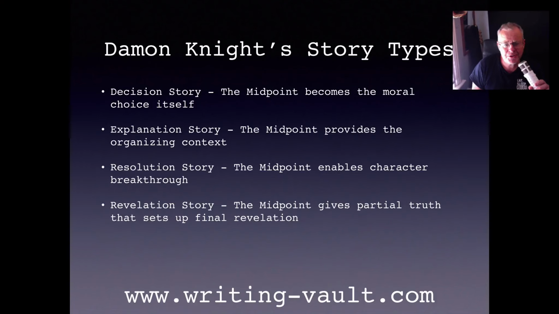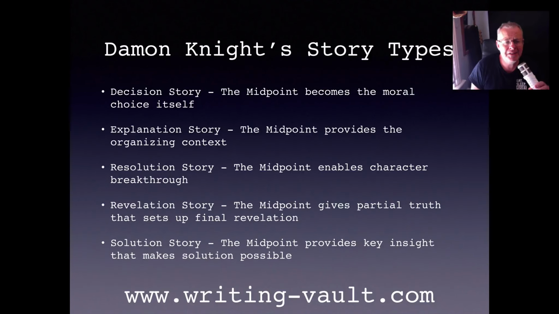In the revelation story, the midpoint gives some partial truths which help set up the final revelation. And in the solution story, the midpoint provides a key insight that makes the final solution possible. Now, again, what I mentioned in the previous slide: knowing the type of story that you're telling changes the kind of event you use for the midpoint and for inciting incidents as well.